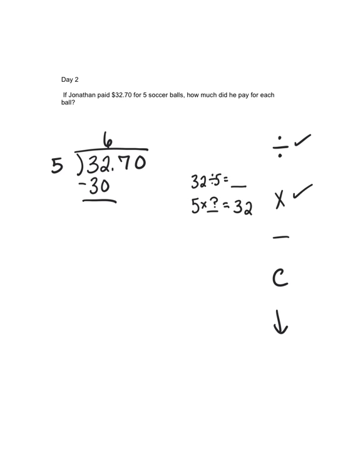I'm going to subtract. Now I have to compare. 2 is less than 5. Always have to compare your partial remainder with your divisor. Since this is smaller than my 5, I know I'm good to keep going. I'm going to bring down my 7.